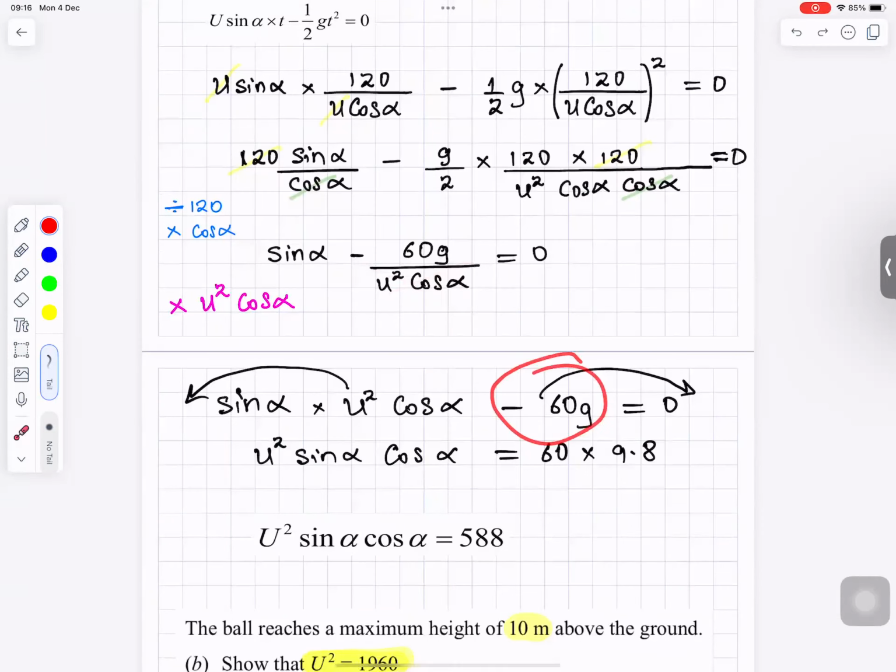Take the minus 60g to the right. So it's 60 times g, which is 9.8. So you get u squared sine alpha cos alpha, with the u squared in front and the sine alpha and cos alpha. 60 times 9.8 gives you 588.